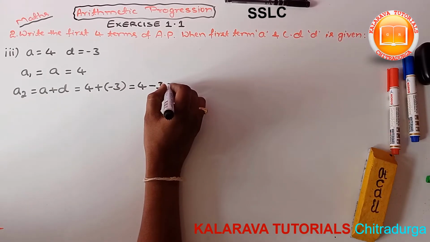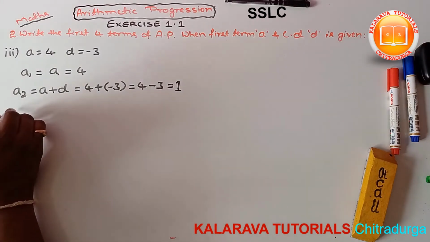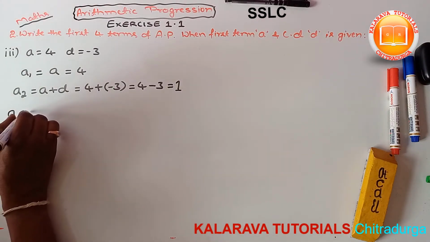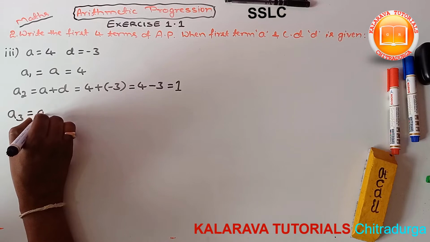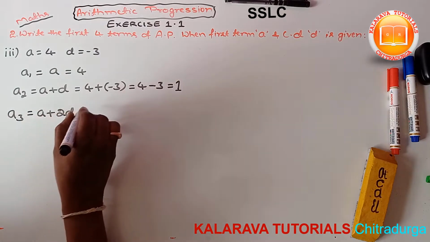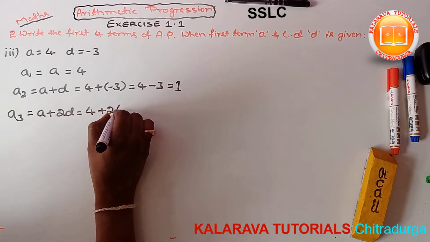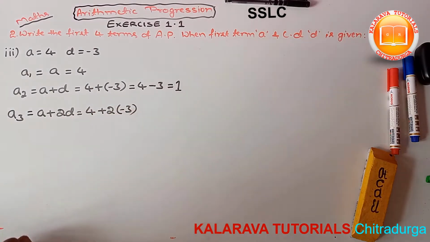That is 4 minus 3, that is equal to 1. This is the second term. Here we have to find out the third term. a3 is equal to a plus 2d. Here a is 4 plus 2 into d, which is minus 3.